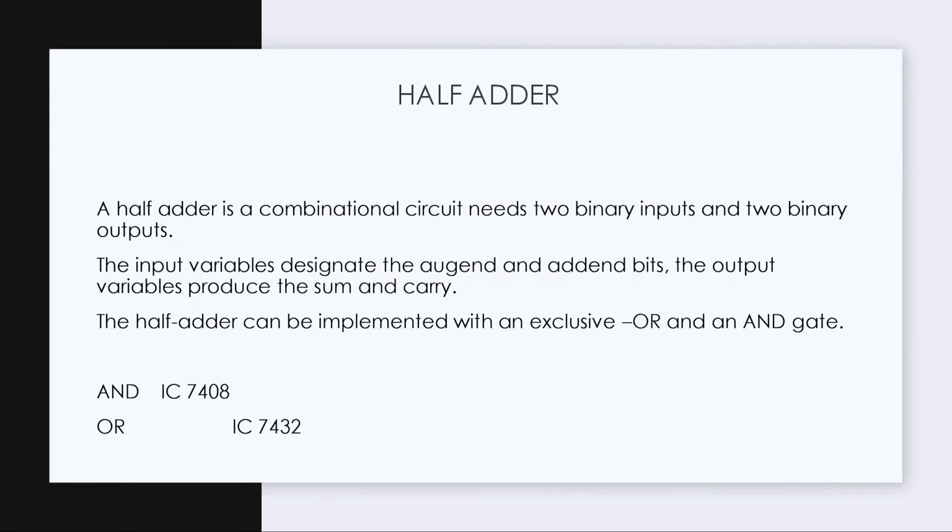Here we will see about the half adder and the full adder. First, we will see about the half adder. A half adder is a combinational circuit that needs two binary inputs and two binary outputs. The input variables designate the augend and addend bits. The output variables produce the sum and carry. The half adder can be implemented with an exclusive OR and an AND gate.